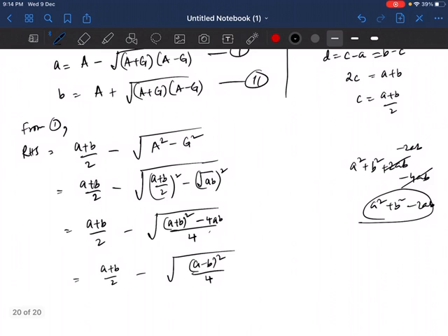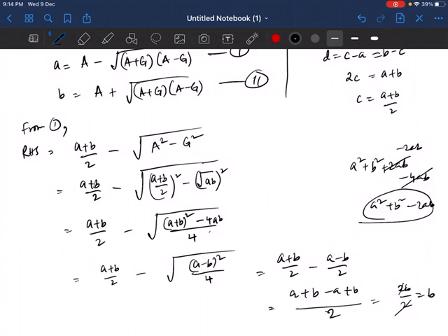So this square root, this is a minus b whole square, so the square goes away, and this is 4. So 2 square is 4, so it will become 2. So what do you have? A plus b by 2 minus a minus b by 2. So what do you get is a plus b minus a plus b divided by 2. That is coming out to be 2b by 2. So 2 gets cancelled. We are getting b.